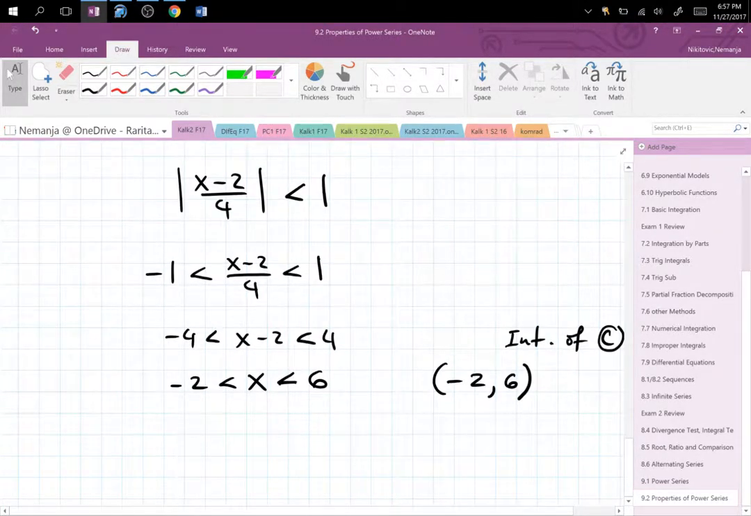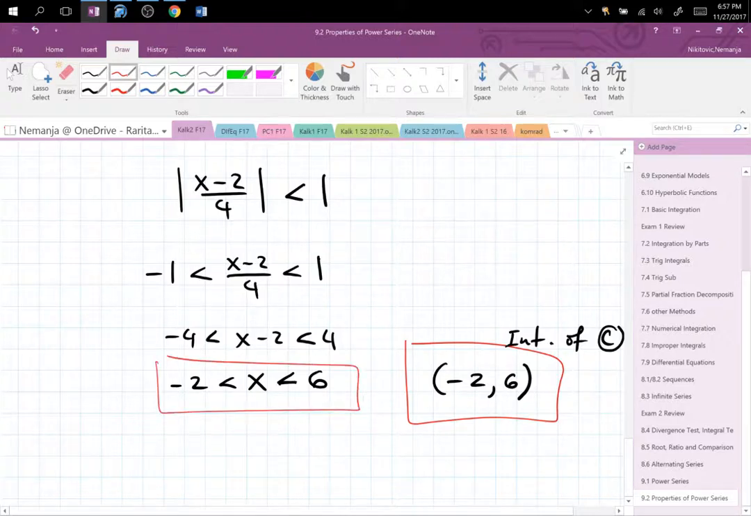Now, what's the radius of convergence? So we have the interval of convergence. That's this one over here. Negative 2 to 6. You can also leave it in this form. Now, what's the radius of convergence? Which is 4. Very good, 4.